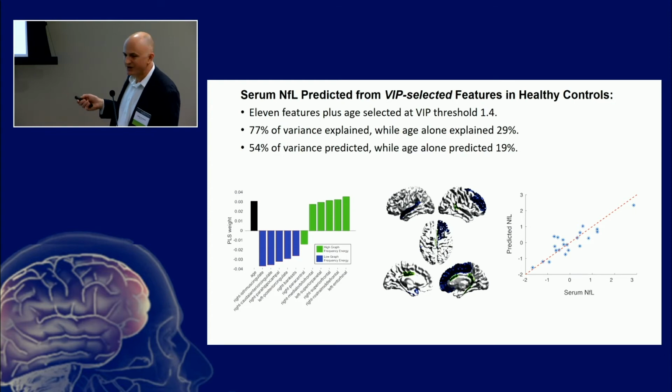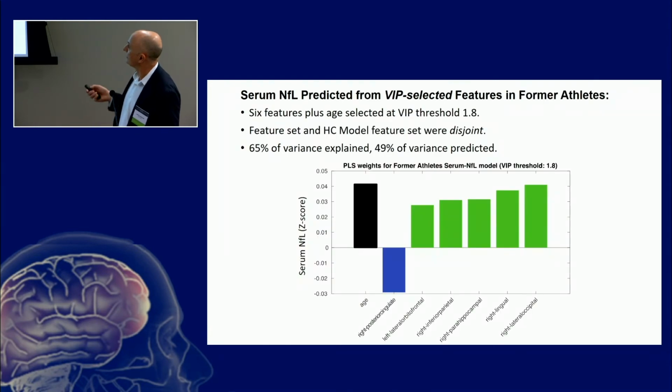Now, some things that were not baked in, that we wouldn't have expected and are surprised by, is that the high frequency energies in the brain have a positive correlation with blood NFL in healthy controls, whereas the low frequency energies have a negative correlation. So that's surprising. For the former athlete population, we also performed the regression, and we constructed a different model from that data.